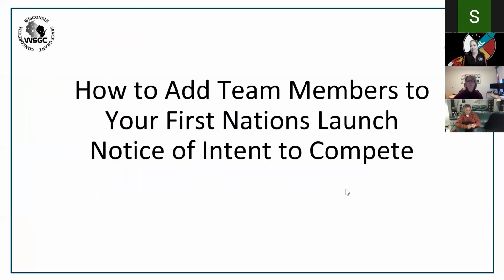So first of all, how do I add a team member to the First Nations Launch notice of intent to compete? One of the things that happens throughout the process is when you submitted your NOI, you may have thought I might have 3 team members, maybe I have 6, maybe I don't have any yet. And then come in January when a new semester begins, maybe the original 3 to 5 people that you thought were going to be on the team have now changed to a different set of students. And so you want to know, where do I put that information?